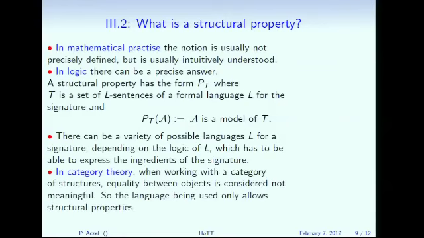In category theory, when working with a category of structures, I think I've already mentioned this, equality between objects is considered not meaningful. So the appropriate language to use when talking about a category of structures is one where the only notion of equality between objects is isomorphism. And the language can only talk about structural properties. No other properties make sense.